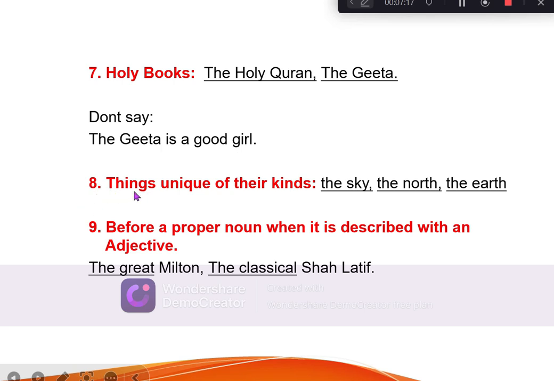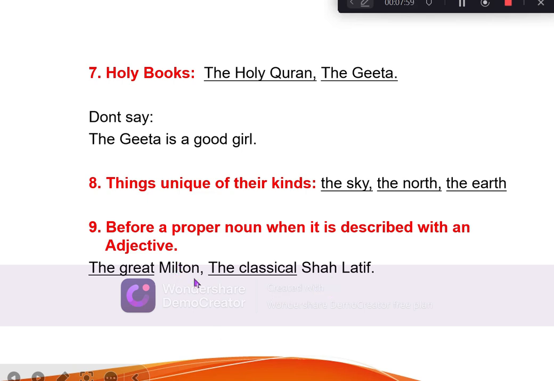The article is used with things unique of their kind, like the sky, the north, the earth, the moon, the sun. These are unique in their kind, therefore the article is used with them. The article is used before a proper noun when it is described with an adjective. But keep in mind, we do not use the article with the name of a person like Milton and Shah Latif. If we say the Milton, it will be wrong; if we say the Shah Latif, it will be wrong.